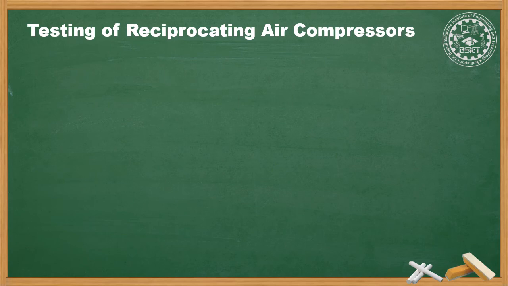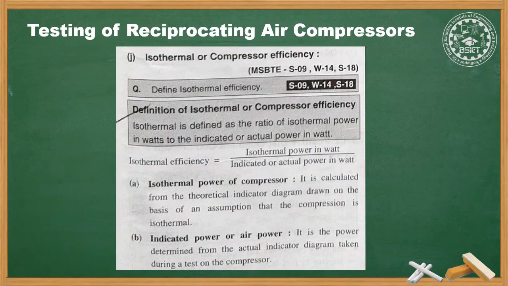Next, testing of a reciprocating air compressor: the definition of isothermal efficiency or compressor efficiency. It is also an important point in terms of examination. Isothermal efficiency or compressor efficiency is defined as the ratio of isothermal power in watts to indicated or actual power in watts.